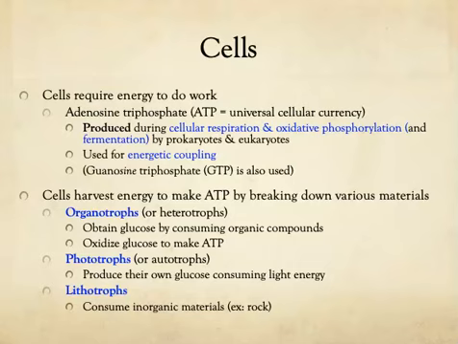Now, prokaryotic organisms are also capable of cellular respiration and oxidative phosphorylation, but prokaryotic cells, some of them at least, can also produce ATP through a process called fermentation. So there are different ways for different types of cells to produce their ATP. But all cells use their ATP similarly. They use ATP for a process known as energetic coupling.